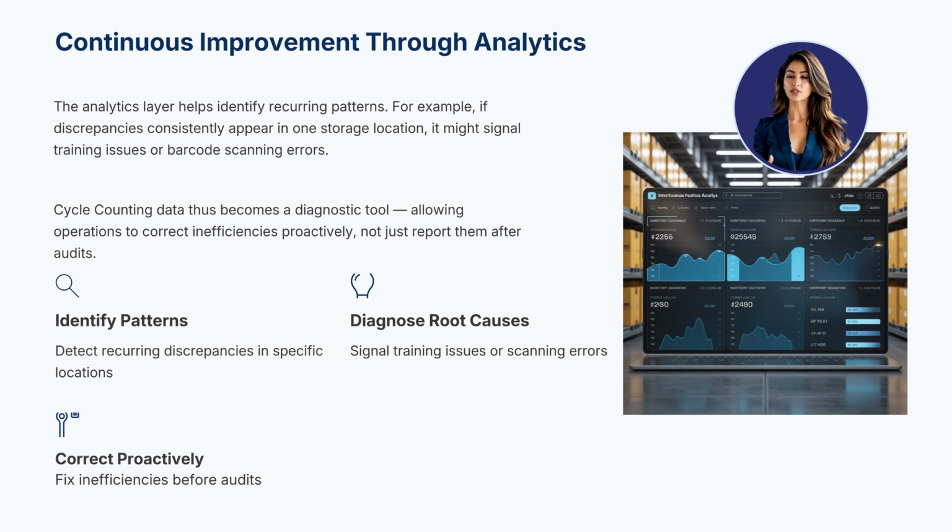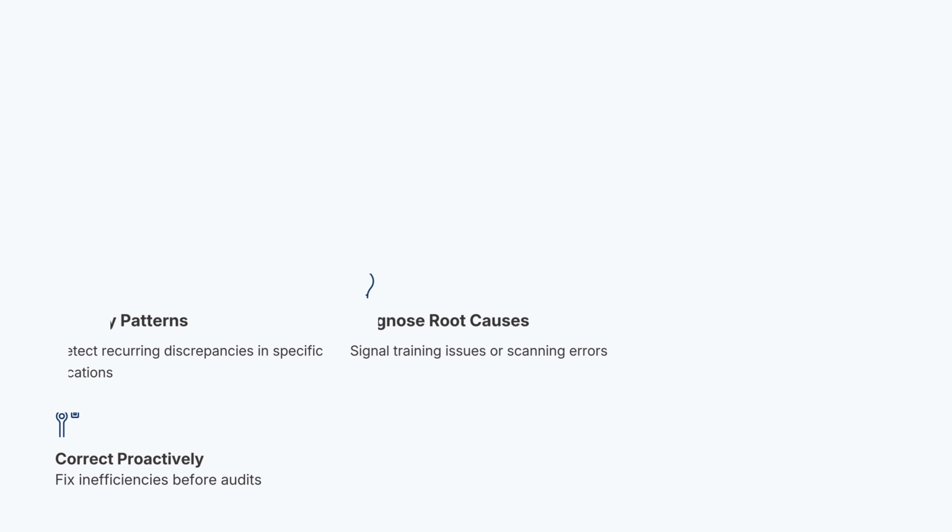Continuous improvement through analytics. Cycle counting data becomes a diagnostic tool for improvement. If certain bins or materials repeatedly show discrepancies, it signals training gaps, scanning issues, or layout inefficiencies. By analyzing trends, warehouses can refine their operations, update procedures, and reduce systemic errors. This transforms inventory control from a reactive task into a proactive quality initiative.